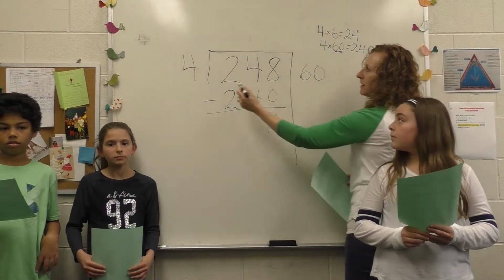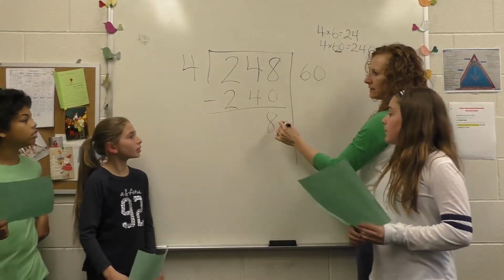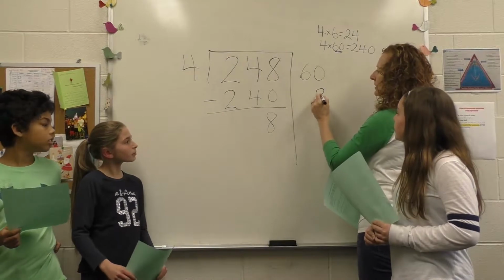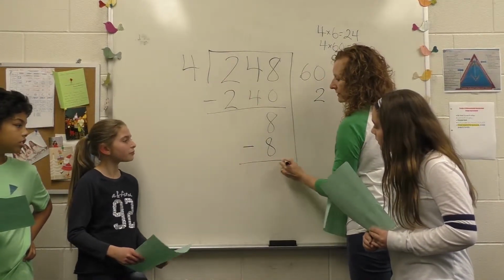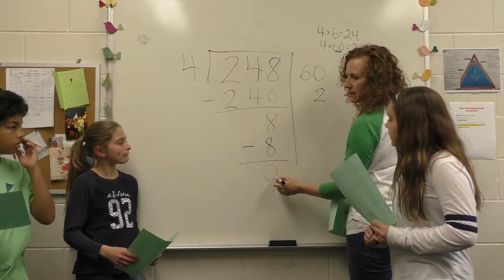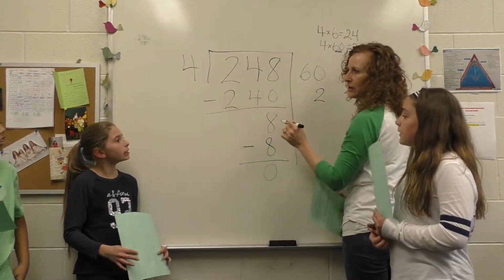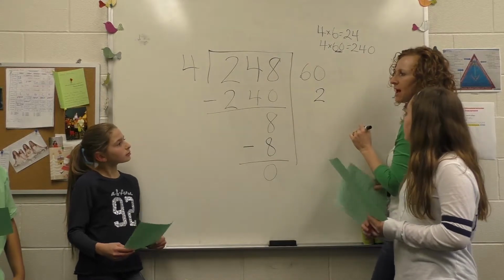Let's see. How many times does 4 go into 8? 2 times. Now I do it again. 2 times 4 equals 8. And I subtract, and my answer is 0. Is 0 lower than my divisor? Yes, then that's where I can stop.